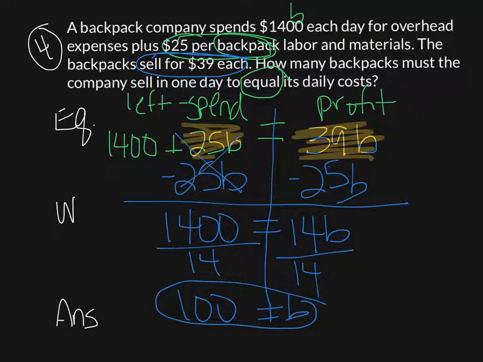So if they make 101 backpacks, they're going to have a profit. If they make 99 backpacks, they're going to have a loss.